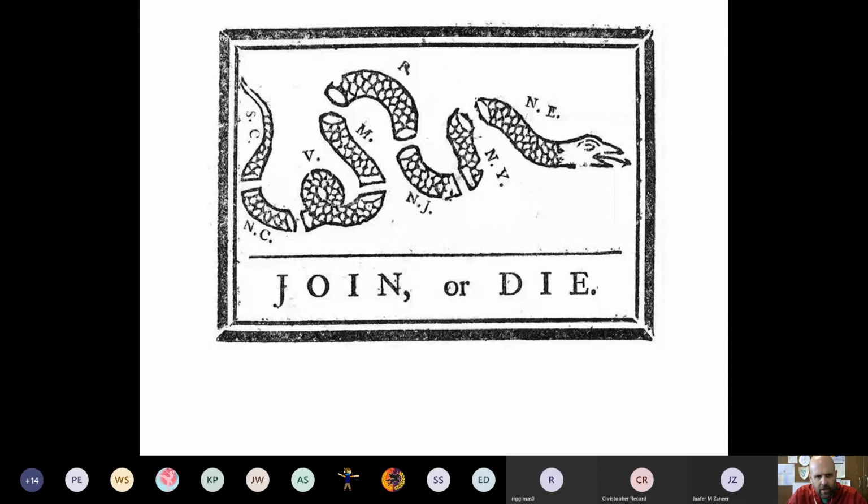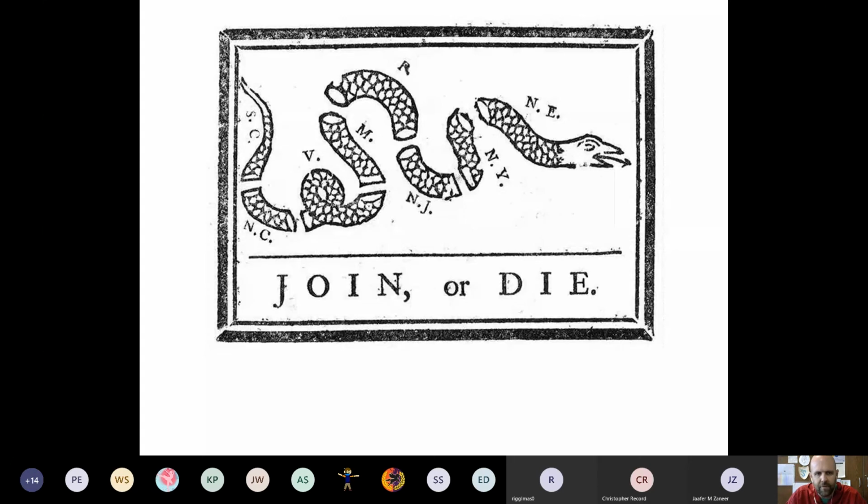Now, if you look here, you'll notice that not all the colonies are represented. We have South Carolina, North Carolina, Virginia, Maryland, Pennsylvania, New Jersey, New York, and New England. The reason why Delaware and Georgia were not included is that they were against the idea of the Union in general, and therefore any kind of plan that was going to happen possibly at this Albany Union would not include Delaware or Georgia because they would not send representatives to support it.